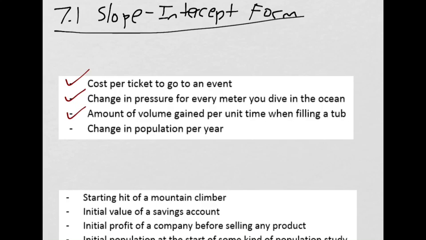We haven't done any of these yet, but it can also indicate the amount of volume that you gain per unit time, meaning how many liters a bathtub would fill up every minute you fill it up with like a garden hose or something like that. Or it can represent a change in population per year.